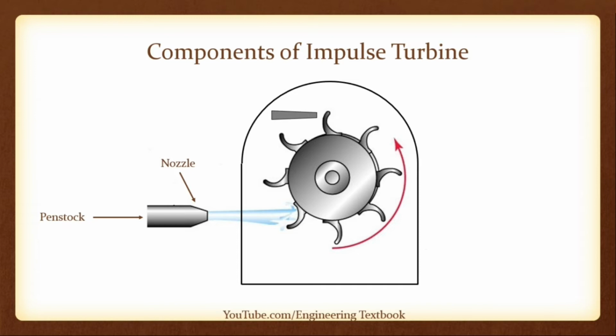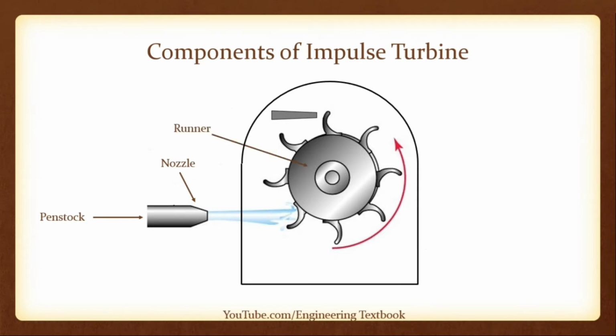Nozzle. The nozzle is used to increase the kinetic energy of water and sprays the water to the blades of the turbine. This nozzle creates a jet with high velocity. It points the flow of water towards the blade in a particular direction. In an impulse turbine, single or multi-nozzle can be used.